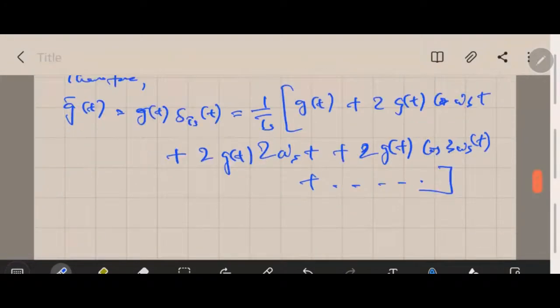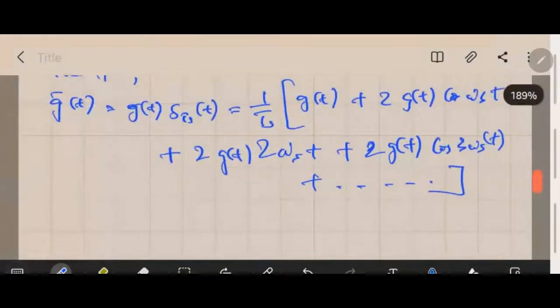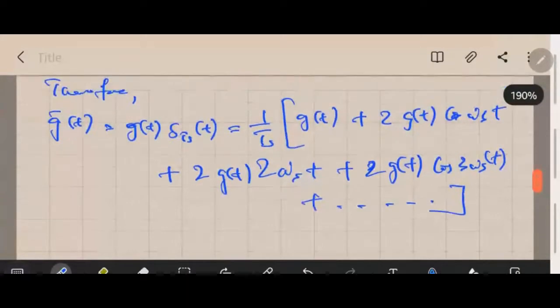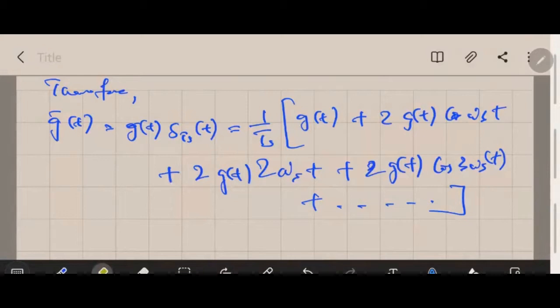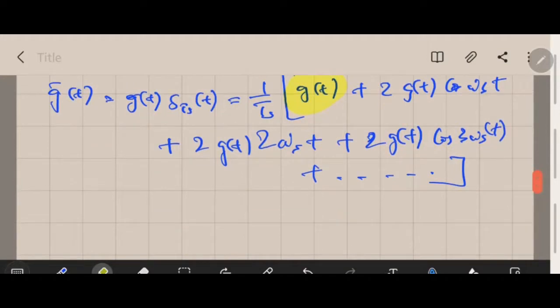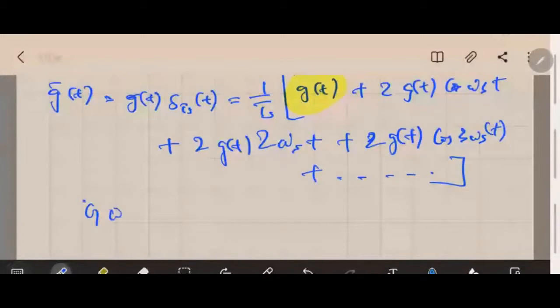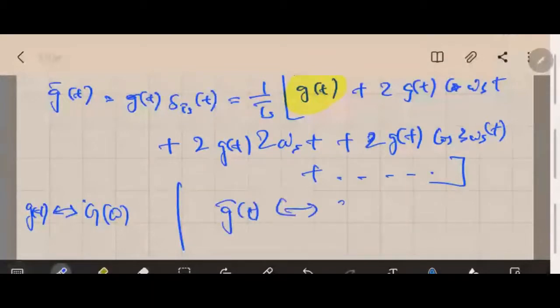Now if you look at this equation clearly and you would like to find the Fourier transform of it, you could easily find it out. The Fourier transform of g of t is g of omega. That means I can write that g bar of t after Fourier transform is g bar of omega.